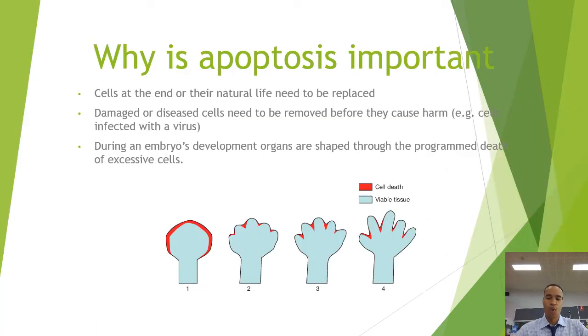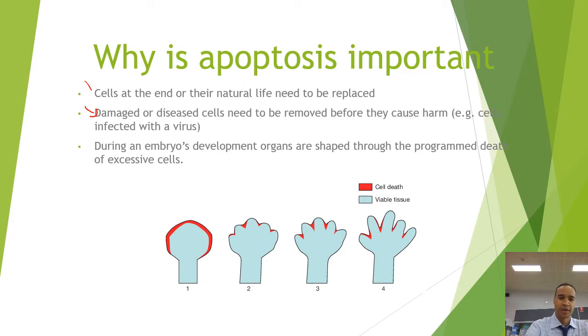Now, looking at why apoptosis is important, as I mentioned earlier, as cells become quite old, they need to be replaced because they're not functioning as well. So that's one point: we replace cells at the end of their life. But also, if we get a cell that's been infected with a virus, or is damaged in some way, or has some other type of disease, we need to remove that cell from the body before it causes harm or before that infection spreads. Apoptosis can come in there to kill those cells.